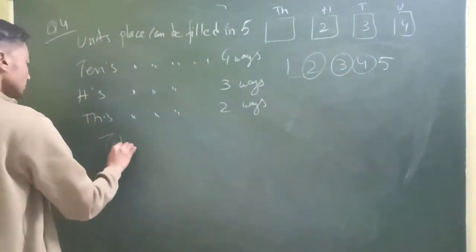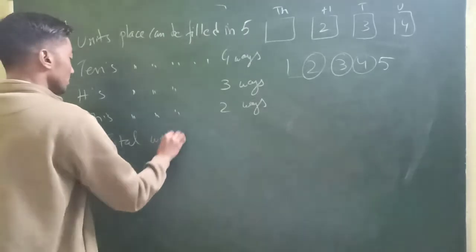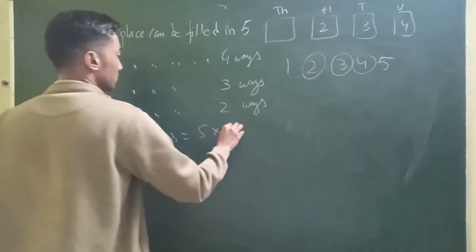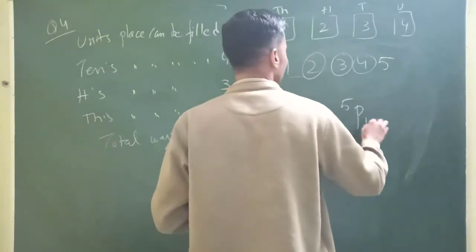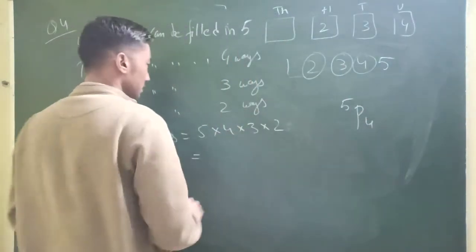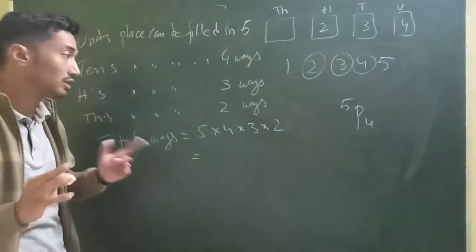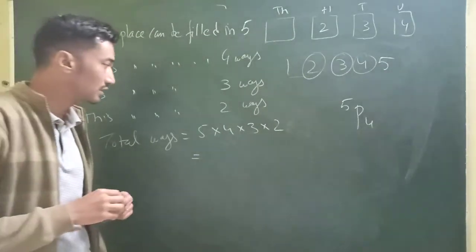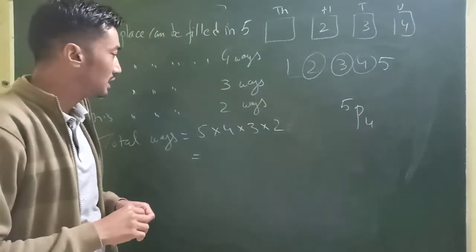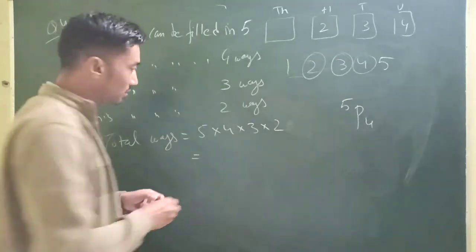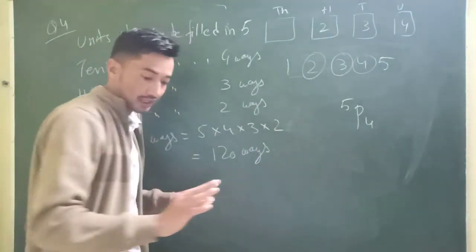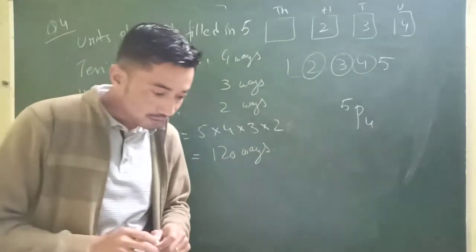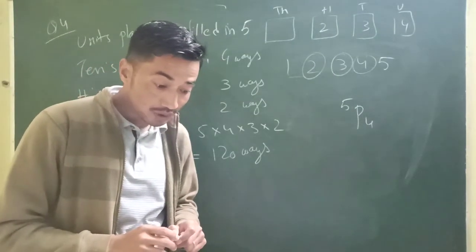So total ways, that's 5 into 4 into 3 into 2. As I mentioned, that's simply 5P4. No restrictions, only that the digit is not allowed to repeat, so permutations we prefer that only. 5 4s are 20, 20 3s are 60, 60 2s are 120 ways.